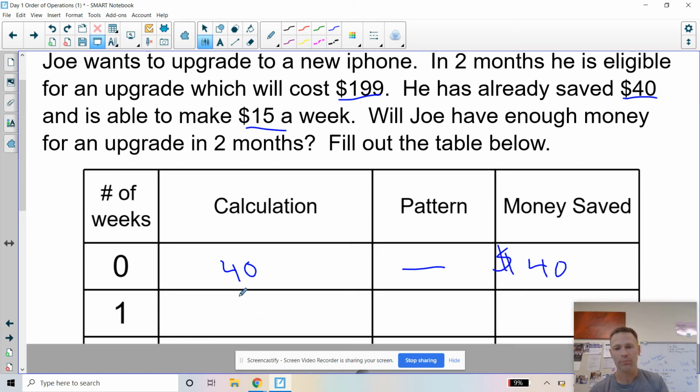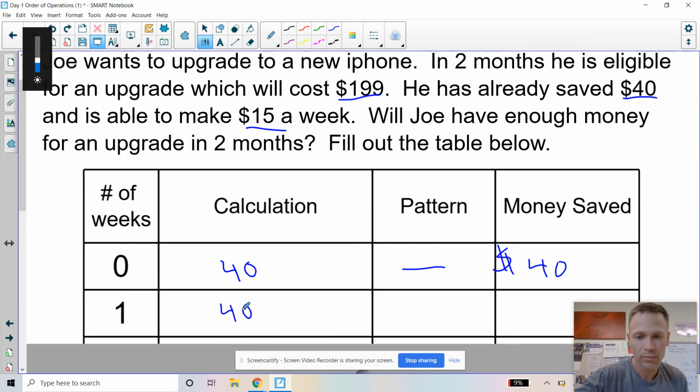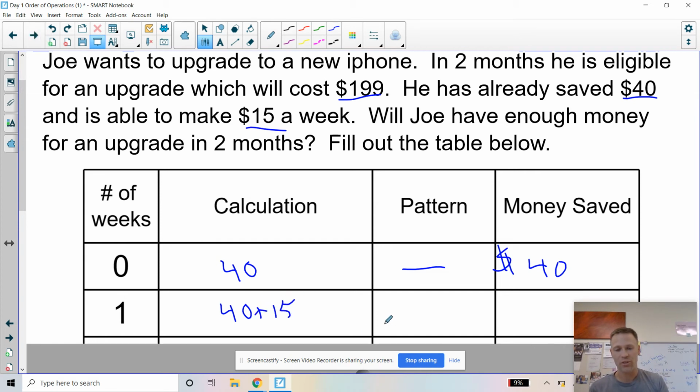In week 1, we have that same $40, and we are adding $15 to it. So the pattern that might not look like it's establishing would be 40 plus 15, and this is where we're going to change the repetitive addition to multiplication. 15 times however many times we added 15, which is one time. 15 times 1 is 15 plus 40. That's going to be 55 bucks.